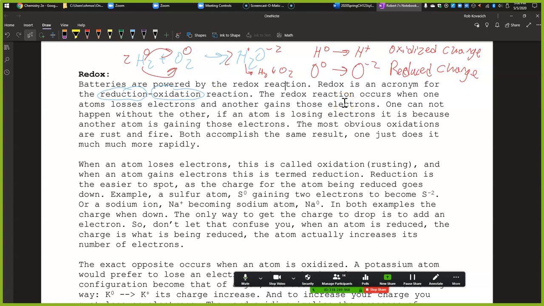This usually happens when we're talking about metals, when we're talking about batteries, but not always. So again, if I'm an atom and I lose electrons, I was oxidized. If I'm an atom and I gained electrons, I was reduced. And can somebody remind everybody why it was called oxidation?